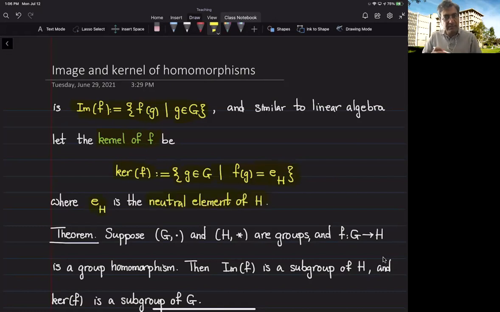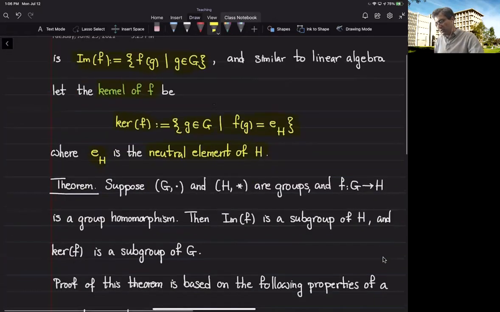Now, we defined image and kernel. The next theorem tells us that if I start with any group homomorphism, its image is a subgroup of the codomain H, and its kernel is a subgroup of the domain of f. So starting with any group homomorphism, we get two interesting subgroups. One of them is the image, that's a subgroup of the codomain, and the other one is the kernel, that's a subgroup of the domain.